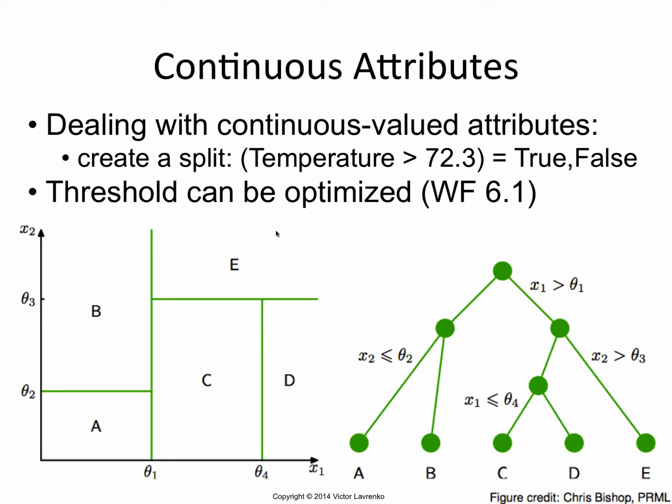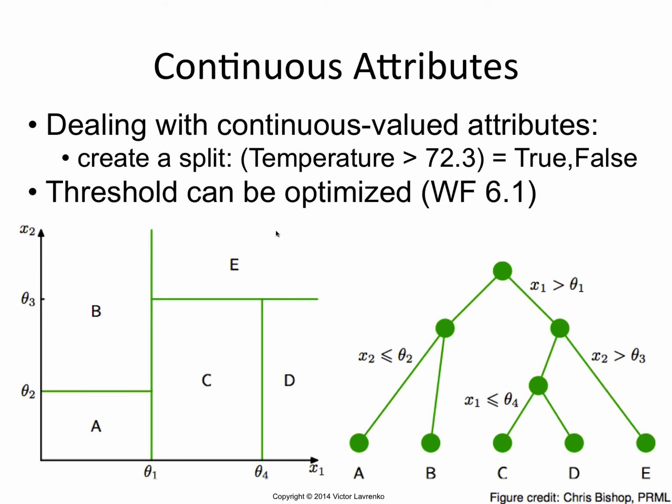So maybe in this case, first you decided to pick attribute x1, so you found the first threshold theta1, and that threshold separates the space into two parts. So everything where x1 was smaller than theta1, that's regions A and B, and everything that was larger than theta1, that was C, D, and E, right? So that's the corresponding decision tree. You're testing, was the attribute 1 greater than or smaller than theta1? And then you do it recursively, right?